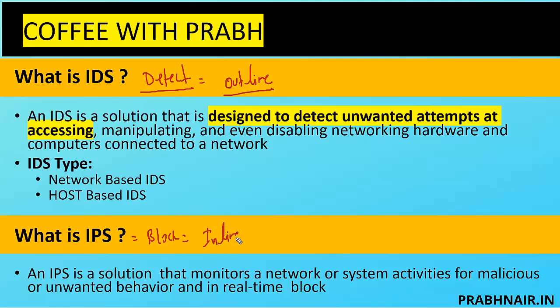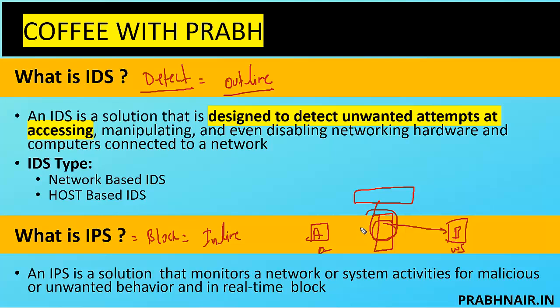Inline mode means it will remain between the systems. So if B is the web server and A is the attacker, the solution is installed between them for the communication. Until this solution allows it, the packet will not reach server B. But in the case of IDS, it remains passive. It will just inspect the packet and check whether the traffic is genuine or not.